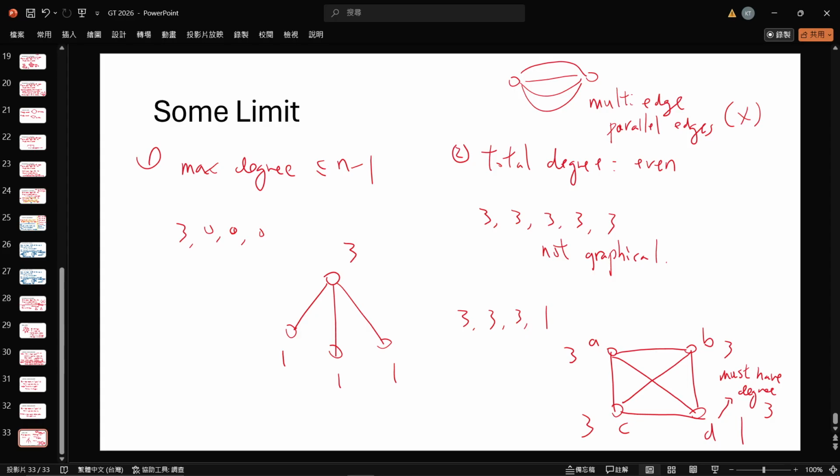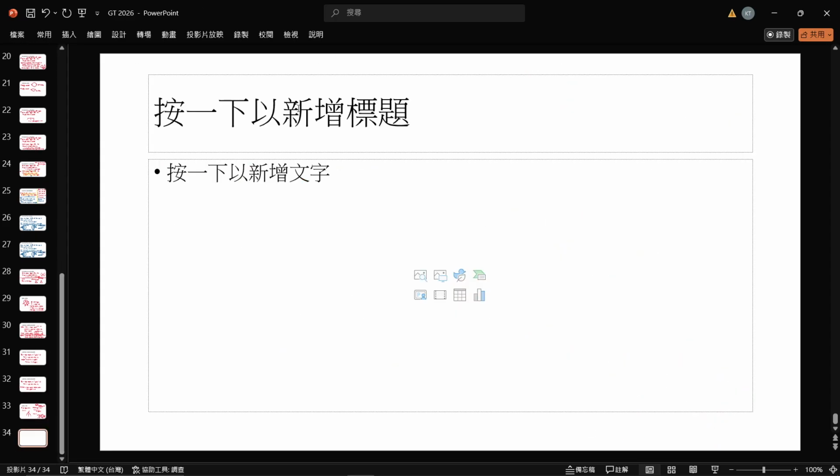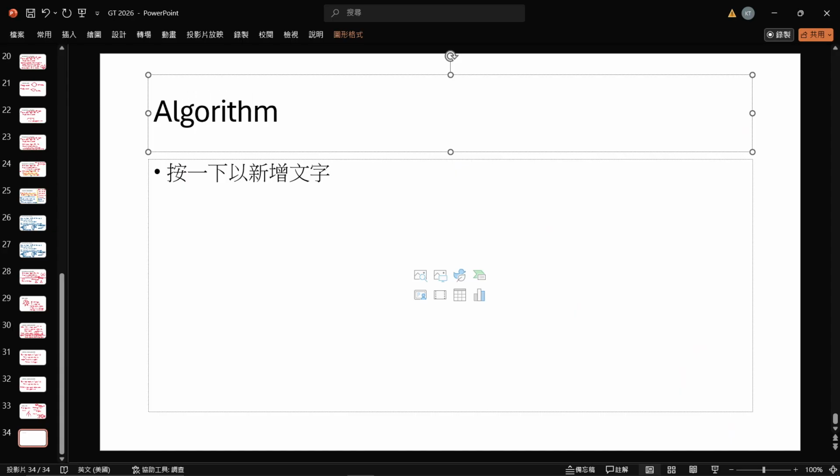Okay, so I just want to show you that you cannot just rely on these simple checks to test whether a degree sequence is graphical or not. So we need an algorithm.